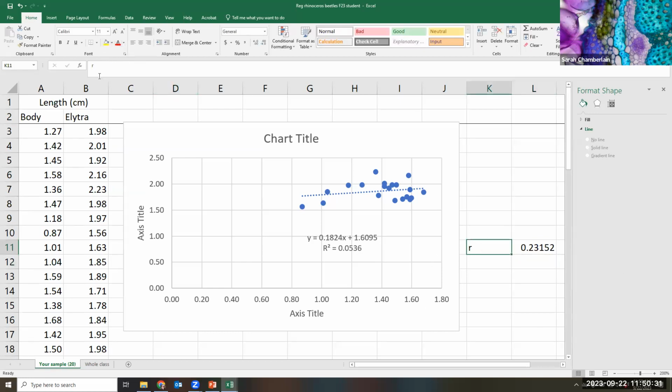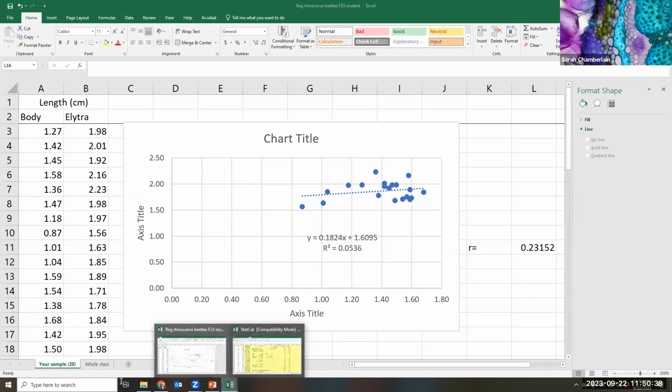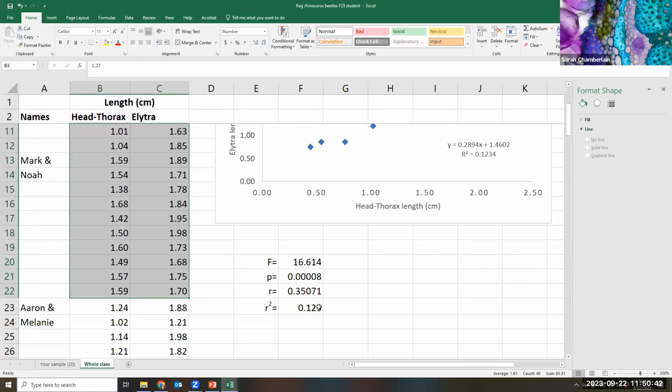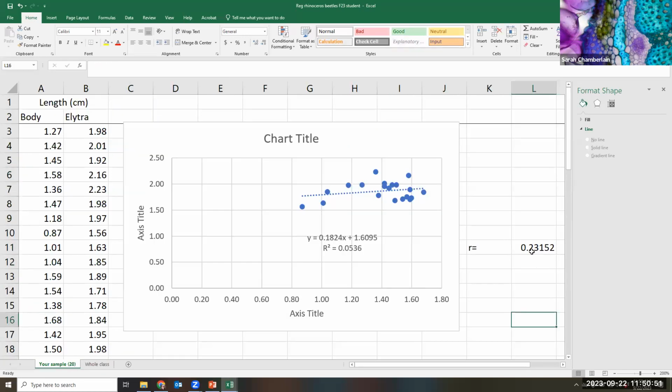So is that bigger, smaller? What are we doing? So our R squared, right? So my R for the whole data, for the whole class is 0.35. This R is 0.23, yeah? So, and this is a little bit tighter. The lines are tighter, yeah? So we're not going to worry about scale on this. We're just going to worry about relative, yeah?